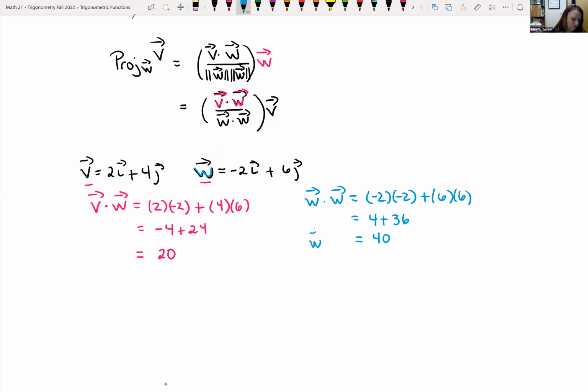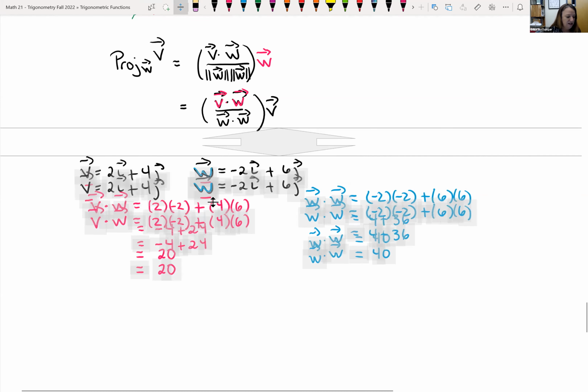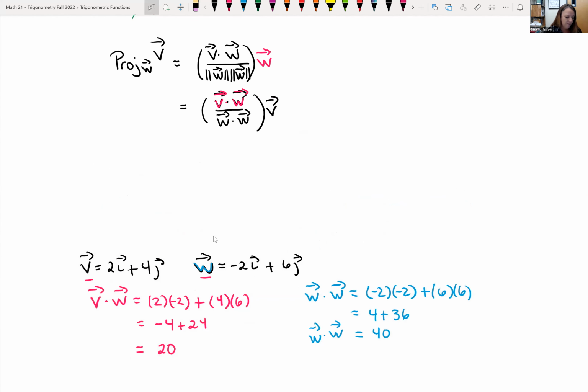So our scalar that we get back when we're multiplying V dot W all over W dot W is 20 over 40, which is going to reduce down, all times our vector W. So 20 over 40 is 1/2, all times our vector W, which is negative 2 times vector I plus 6 times vector J.